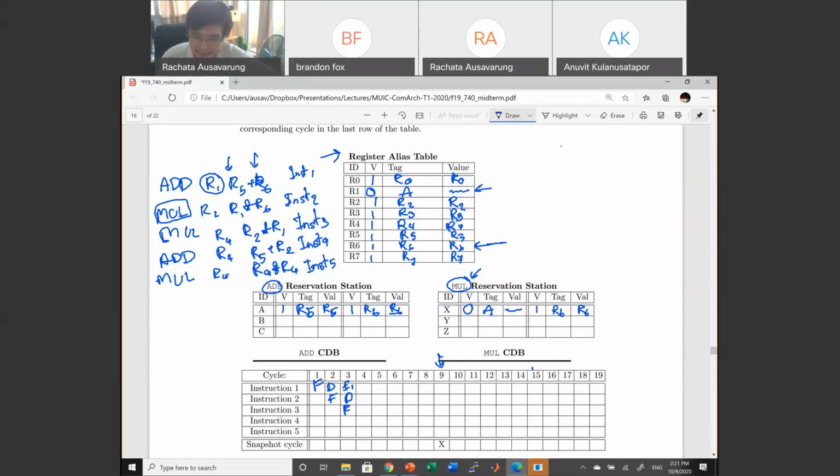That's it for cycle number 3. One more thing that we need to update. We need to update what? I just circled it for you.